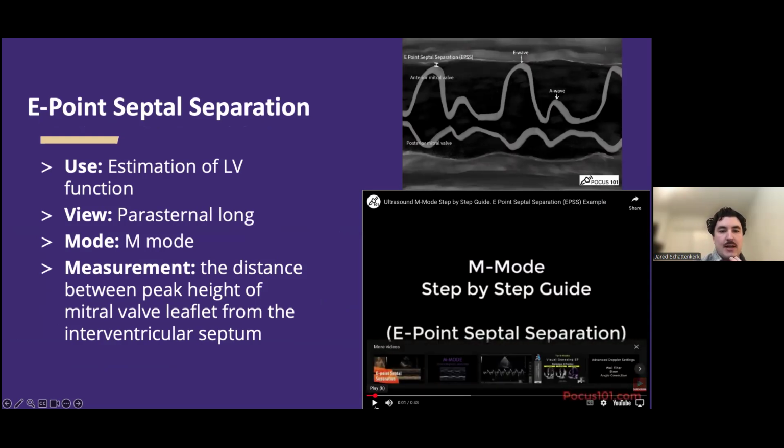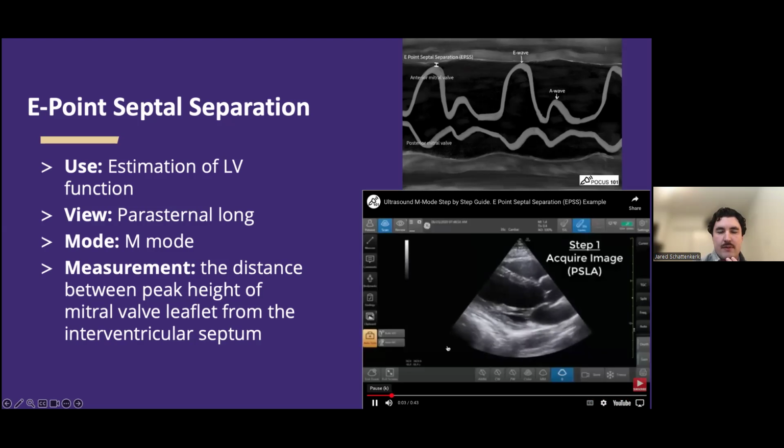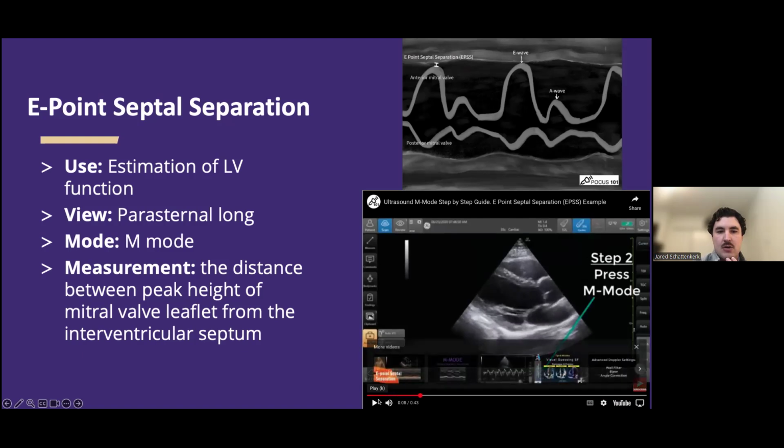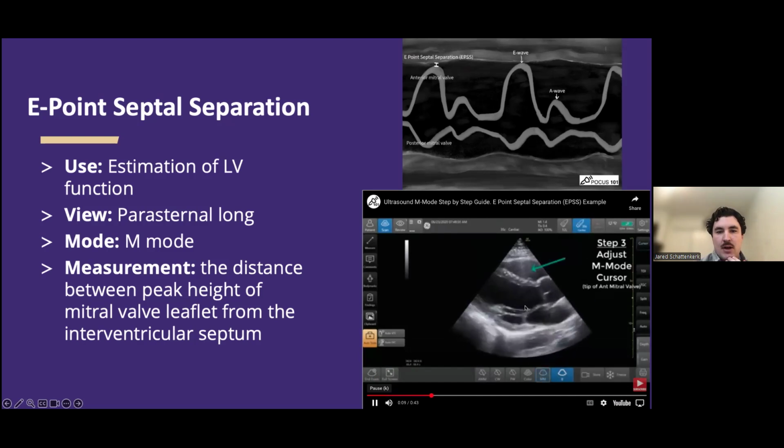We'll obtain it in the parasternal long axis, and then we'll use M mode to track the motion of that anterior leaflet of the mitral valve throughout systole and diastole. So this is just a brief video here. And so you'll see parasternal long axis. You'll want to try to get this interventricular septum as flat as possible because if you're at an angle, it will obscure your readings. And then you place the M mode cursor right at the distal aspect of this anterior mitral valve leaflet.